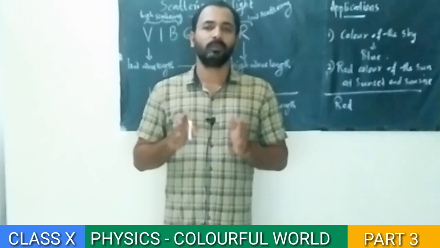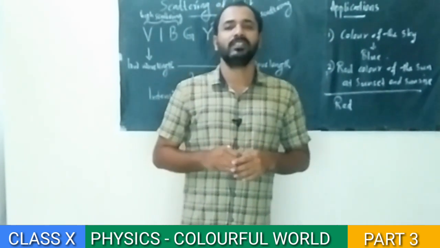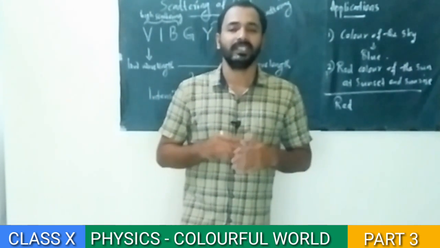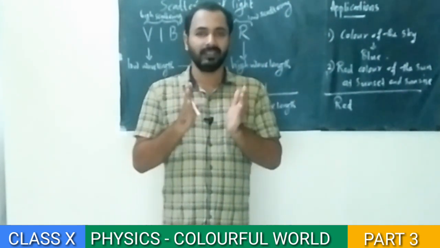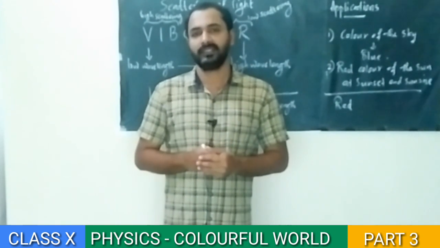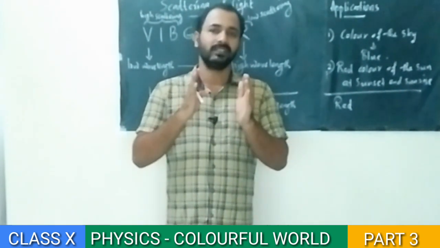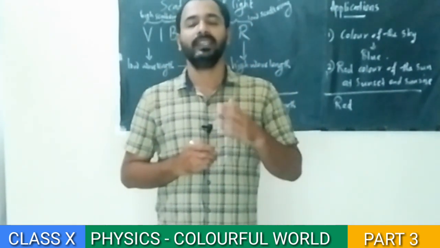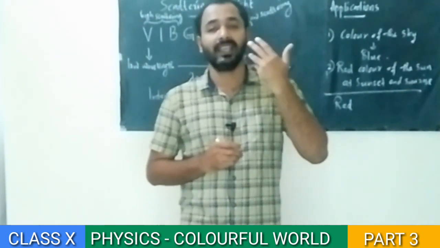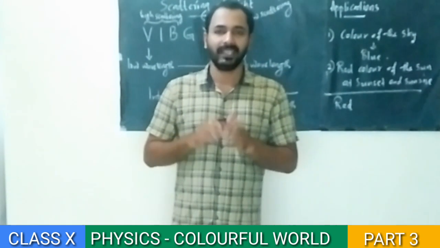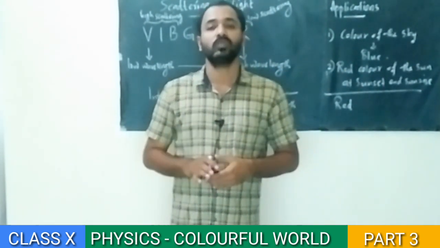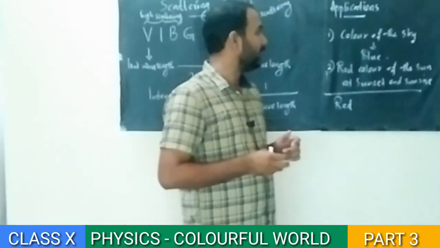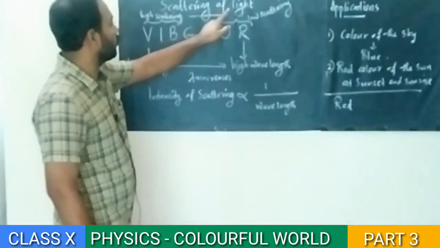Okay, which property of the red color is used in this case? Red is the high wavelength color. So there is no scattering or least scattering. That's why it travels a long distance. That's why red color is used in danger signals. Clear? So we discussed first the scattering of light.